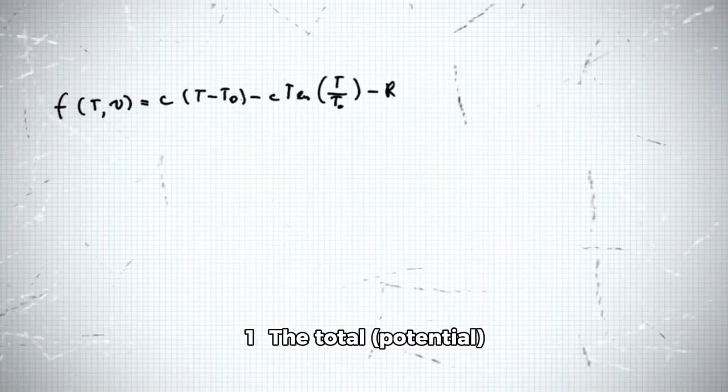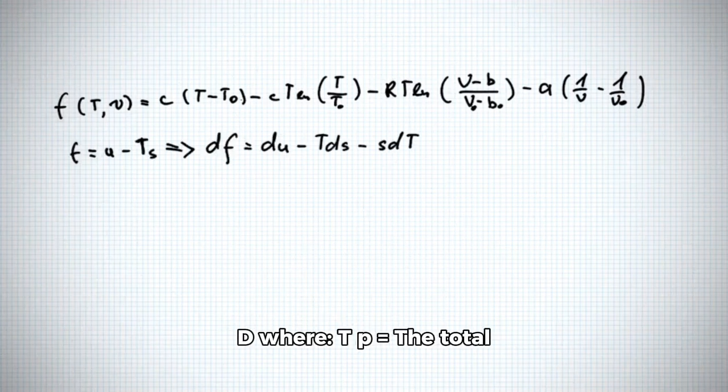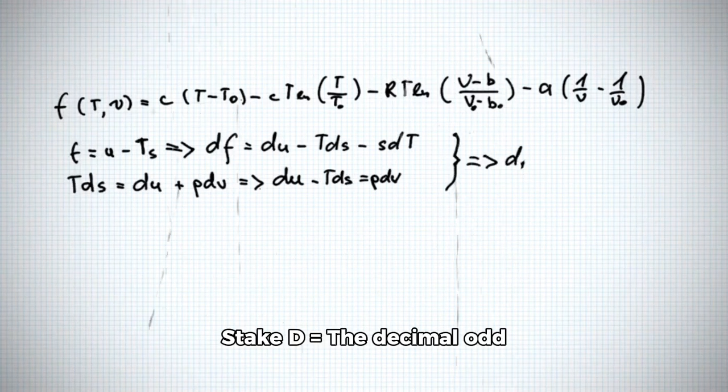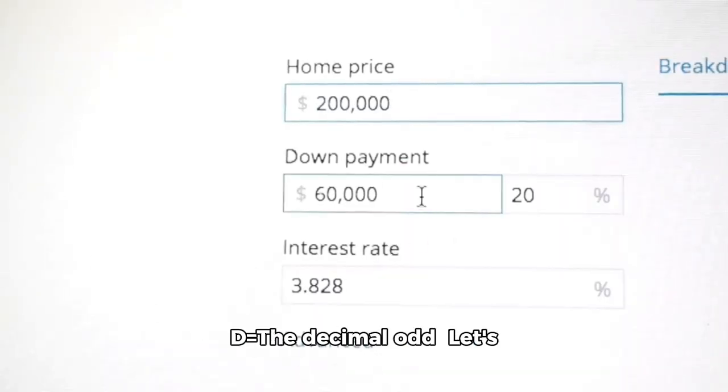The total potential return on a stake can be calculated as TP equals S times WR, where TP equals the total potential returns, S equals the stake, and WR equals the decimal odds.